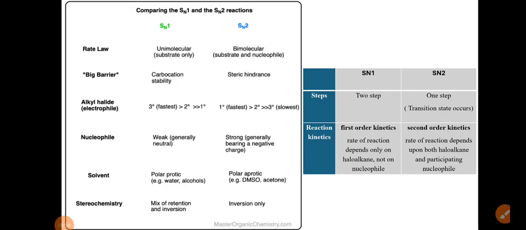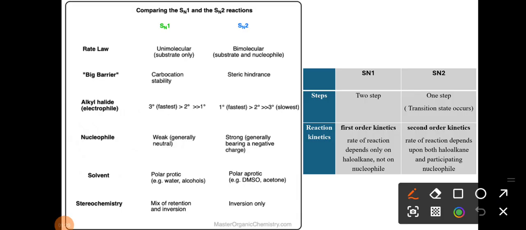Okay, so let's start with our SN1 and SN2 reactions, right? Here is an important table that differentiates between the SN1 and SN2 reactions, because most of the times in nucleophilic substitution reactions they are just asking the differentiating points of the SN1 and the SN2 reaction, right? So we will see one by one what the points are.